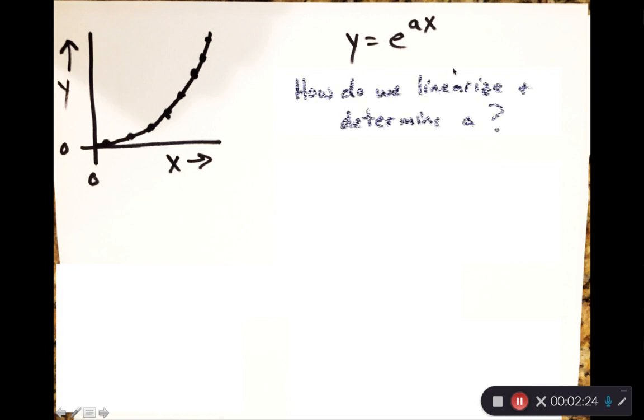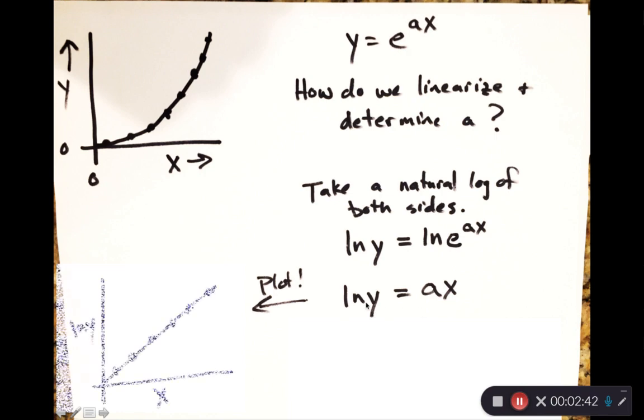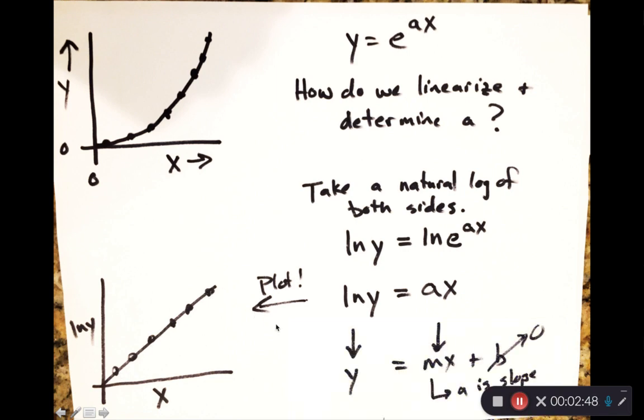So here, the lecture would be about an exponential function. Here's the functional form. How do we linearize and determine this constant a? Well, we would take the natural log of both sides. We take the natural log. We see that the natural log here is going to give us a of x. We take the natural log of the exponent. If we plot that function, that is, we plot the natural log of y versus x, it should give us a straight line.